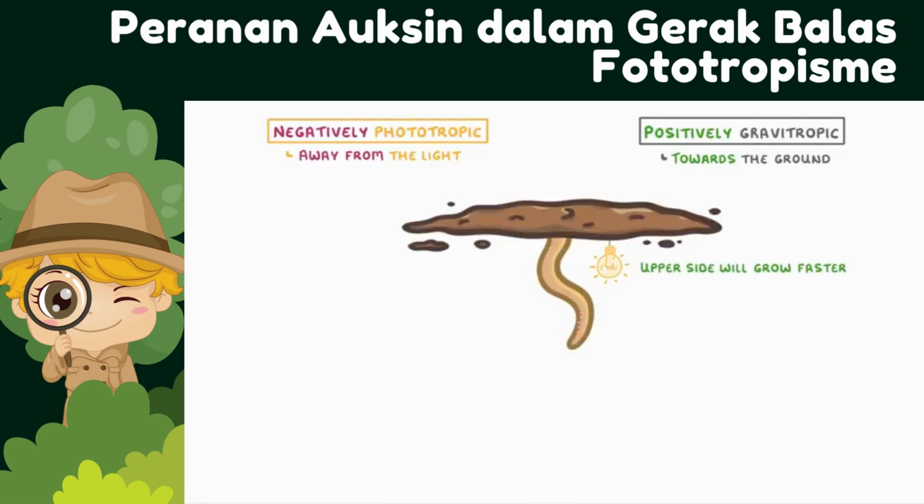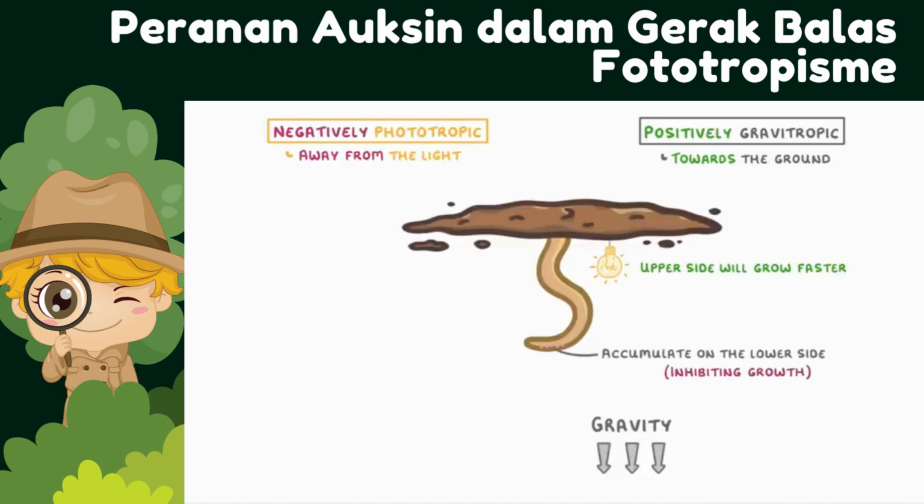Now, if we pretend for a second that it curves to the left a bit more, so that it's all horizontal, we can use this to think about the effect of gravity. The auxins are going to accumulate on the lower side, and they're going to inhibit growth. So this means that the upper side will grow faster and cause the root to curve downwards.